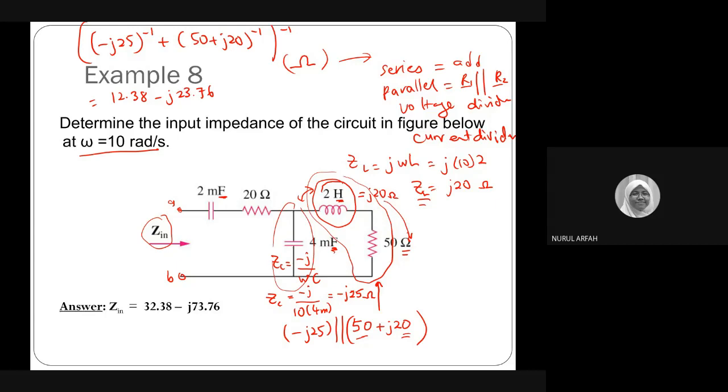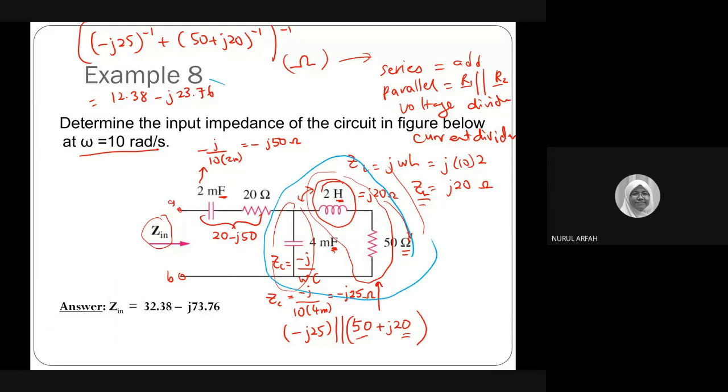Okay, this part. You have negative j over omega, 10, then 2 milli. So what do you have? Negative j20, right? It's a capacitor. So this is negative 50 ohms, right? So these two can be added. So 20 minus j50.